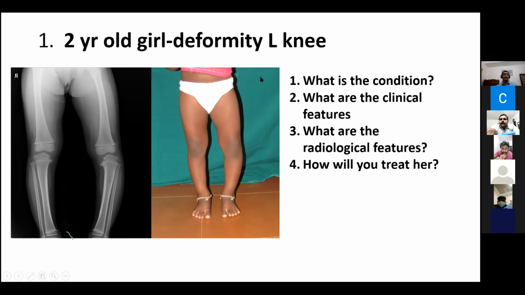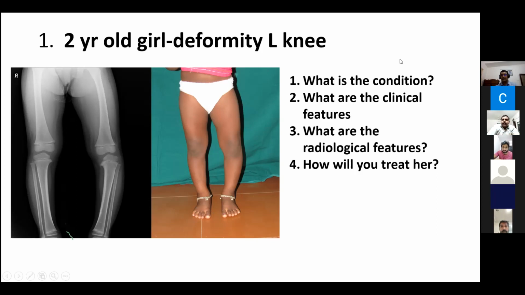Now, this is a 2-year-old girl with a deformity of the left knee. What is the condition? What are the clinical features? What are the radiological features? How will you treat this particular patient? Okay, let's have the answers. Who's answering, please?